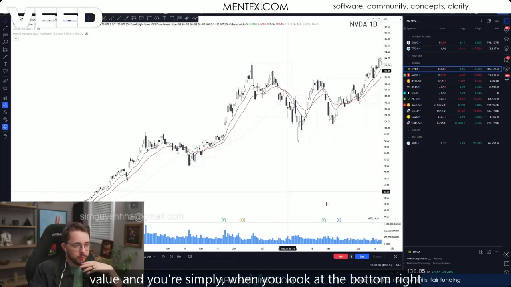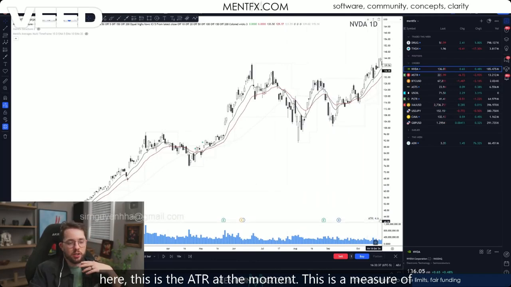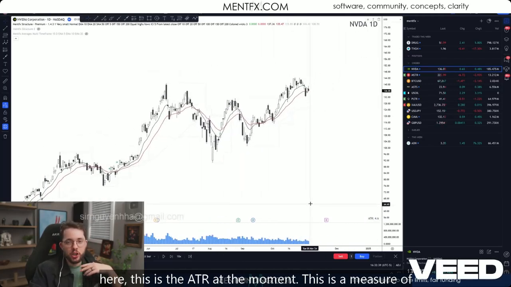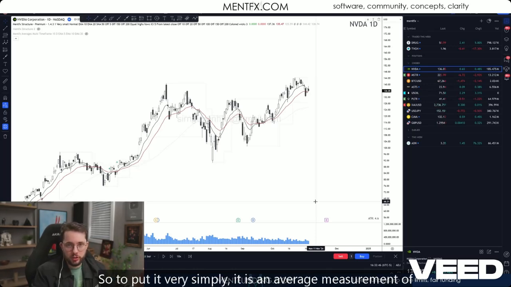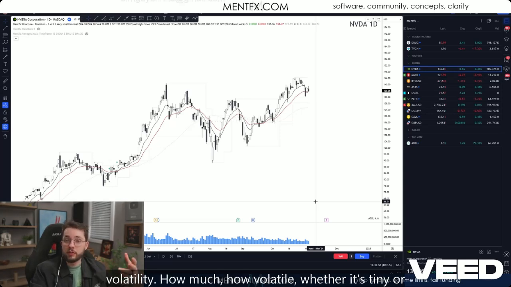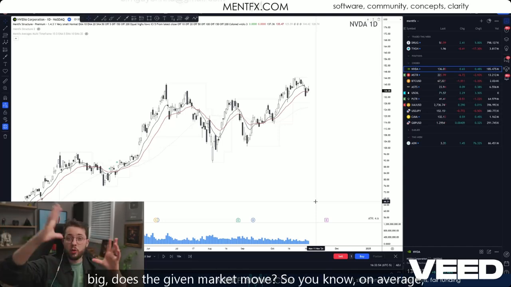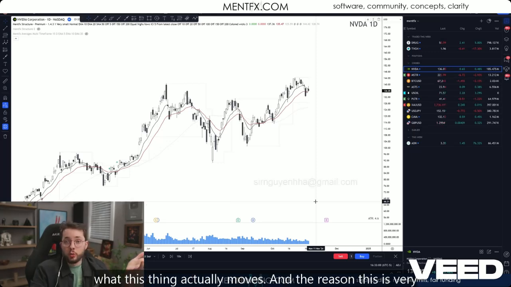Very simply, when you look at the bottom right here, this is the ATR at the moment. This is a measure of how much this given asset moves over the last 14 bars or so. To put it very simply, it is an average measurement of volatility. How volatile, whether it's tiny or big, does the given market move? So you know, on average, what this thing actually moves.